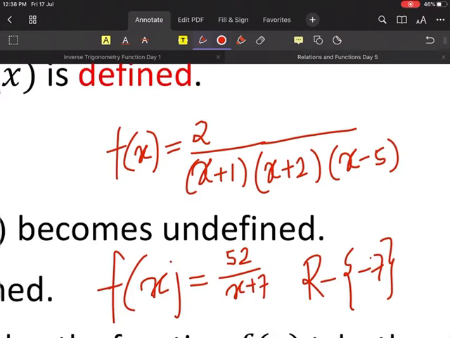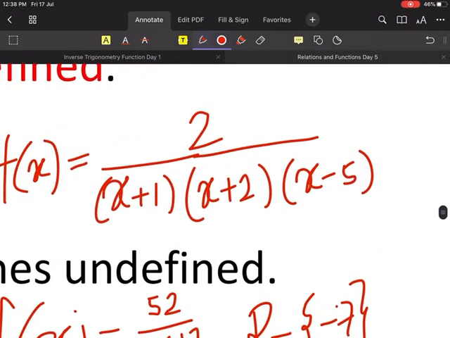Now tell me what is the domain of this one. Let's see who can tell me. What is the domain of this function? Fast. First things first: what are the values of x for which the function becomes undefined? One by one, tell me.